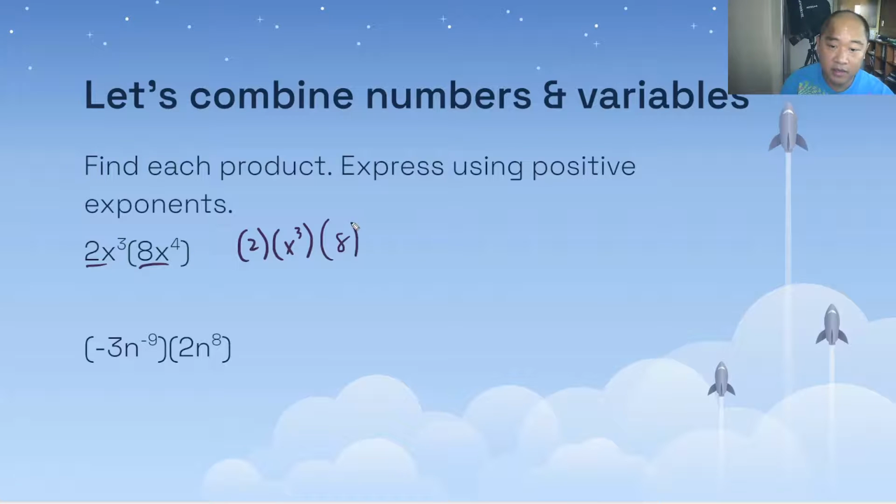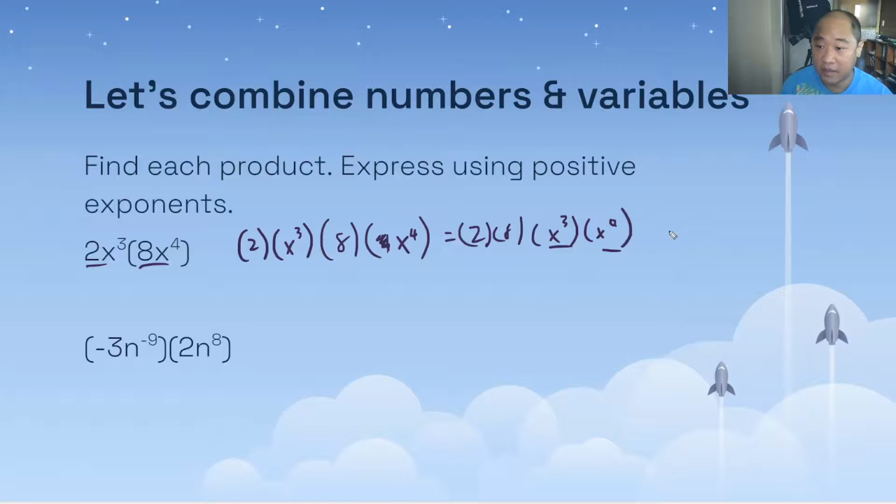Being multiplied by 8, being multiplied by 4, I'm sorry, x to the 4th. So now we have 4 things that are multiplied by each other, right? And then we can use the commutative property of multiplication to move these things around. So we can say 2 times 8 times x to the 3rd times x to the 4th, right? And now these things have the same base, and we can add the exponents. And these things are just numbers, so we can multiply them. So that equals 16x to the 7th.